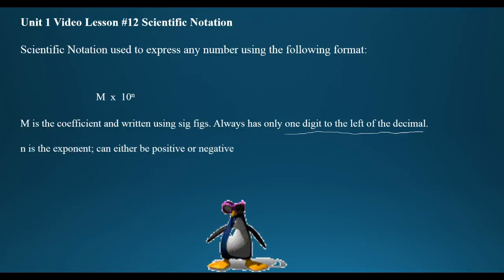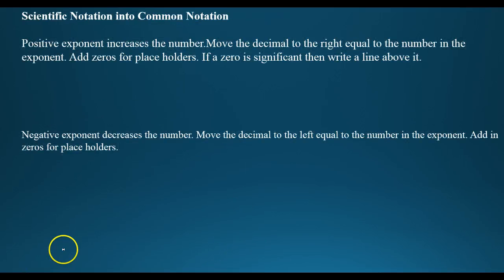N is the exponent and can either be a positive or a negative number. If n is positive, then our number is a very big number. If n is negative, then we have a decimal number. A positive exponent is going to increase the number, so you're going to move the decimal to the right equal to the number in the exponent. Add zeros for placeholders, and if the zero is significant, then write a line above it. So let's take a look at that.